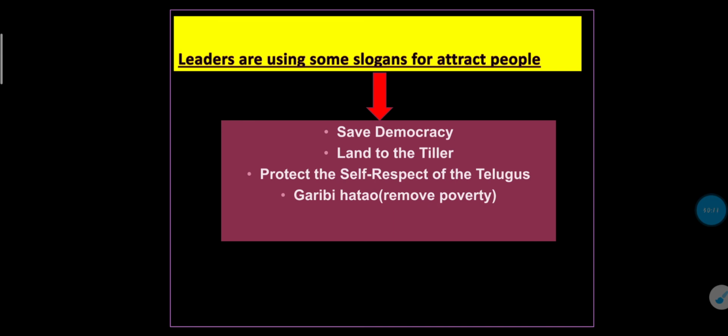So that's why they use some slogans, so that people relate to those slogans and topics, are concerned about them, and give their vote to the particular leaders. Okay.